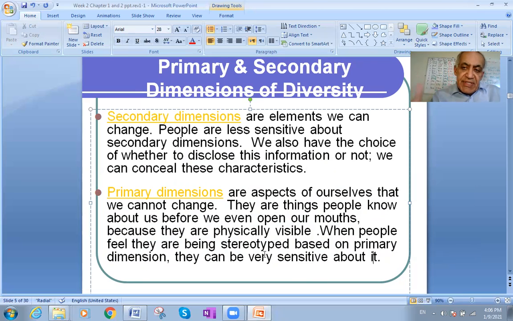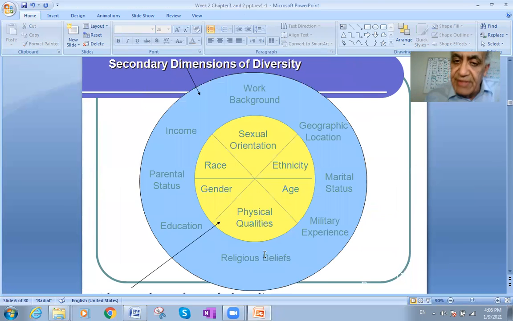So we have now in the diversity two dimensions. We have the secondary that we said we can change, and the primary we said we cannot change. We cannot do anything regarding the primary dimension of diversity. Secondary dimensions, this is what we can change, like we said, of diversity: work background, income, parental status, education, religious beliefs, military experience, if you have experience, marital status, married or no, geographic location, where do you live? Are you living in urban areas or in rural areas where the farms and peasants are? Are you from an industrial society or are you from a farm or primary society?